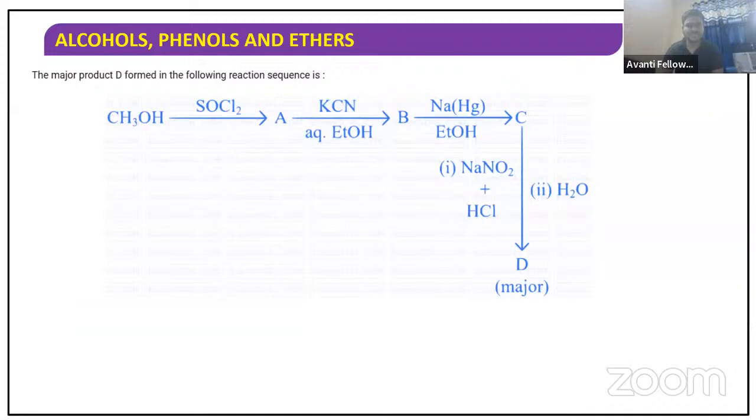So this is the first question. They are asking, what is the major product D formed in the following reaction sequence? We have a sequence of reactions. First there is methanol. When methanol is treated with SOCl2, what will we get? Then it is treated with KCN to form B, and this B is treated with sodium amalgam in the presence of ethyl alcohol, so we get the product C. And this C is further treated with NaNO2 plus HCl, and in the second step we have water to form D. You have to identify this.